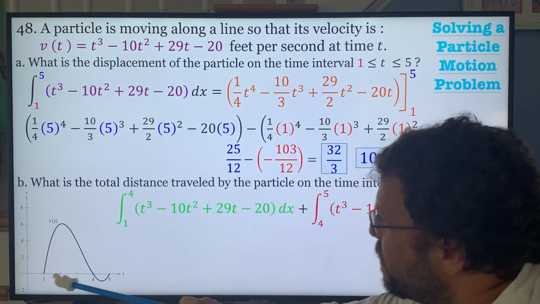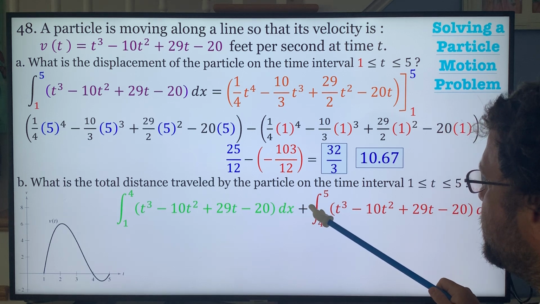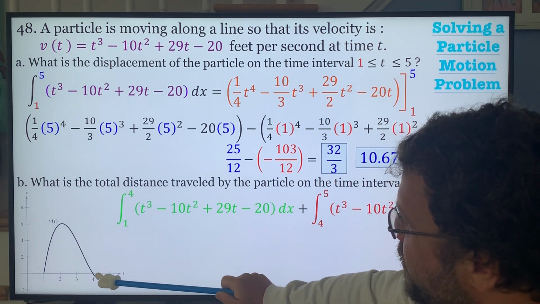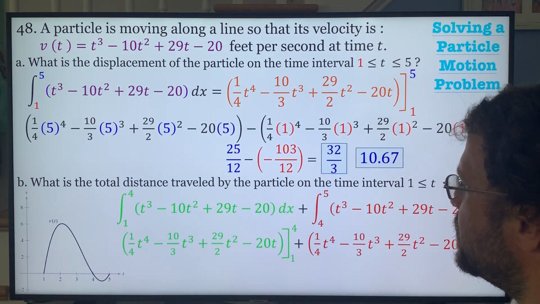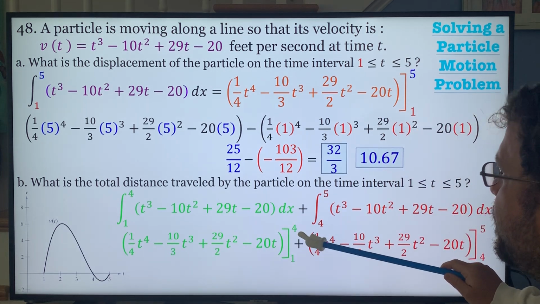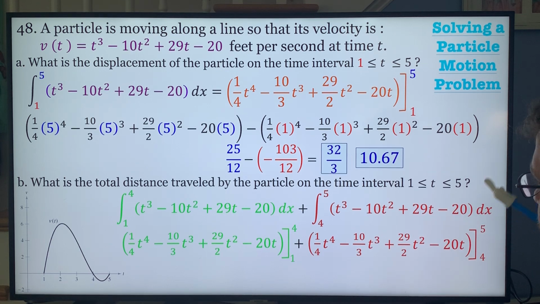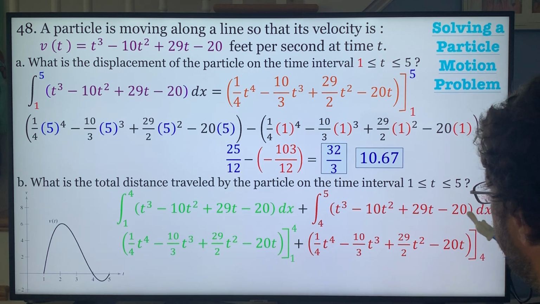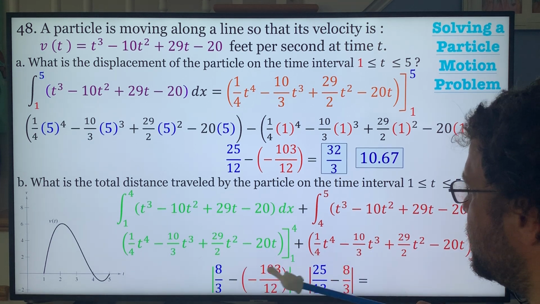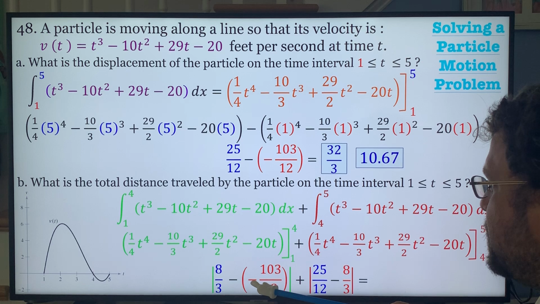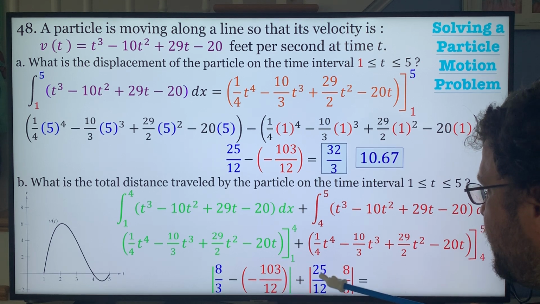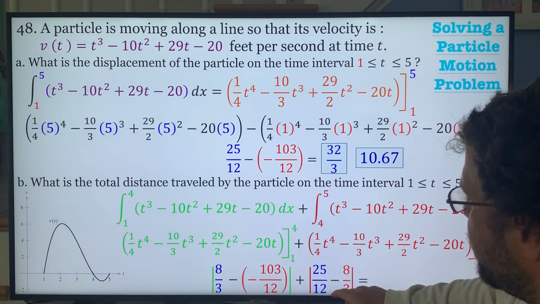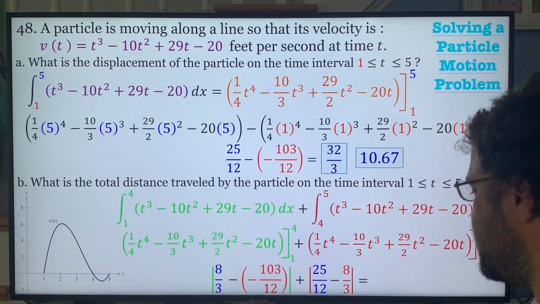So from 1 to 4, where it's positive, you have your equation. And then from 4 to 5, you're just going to add whatever the value is there. So I find the value from 1 to 4 and the value from 4 to 5. I plug in 4 for my t's, 1 for my t's, 5 for my t's, 4 for my t's. You get 8/3 minus negative 1/3 over 2 plus 25 over 12 minus 8/3. Now, instead of just putting a negative out front, I'm just going to take the absolute values of both of these to make them positive.